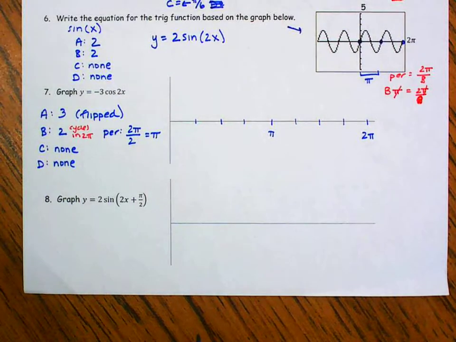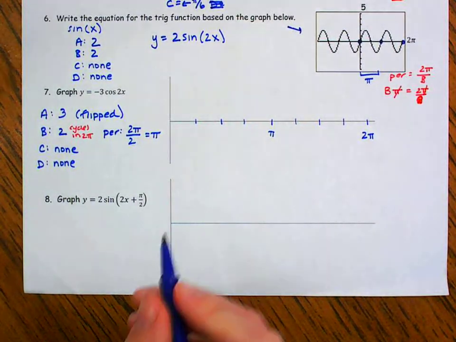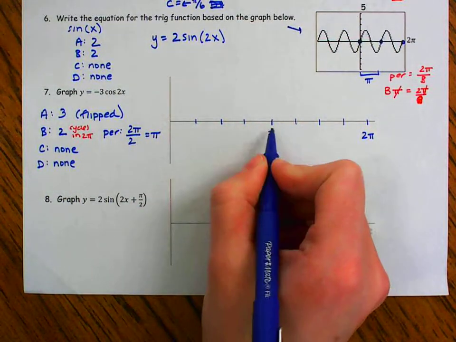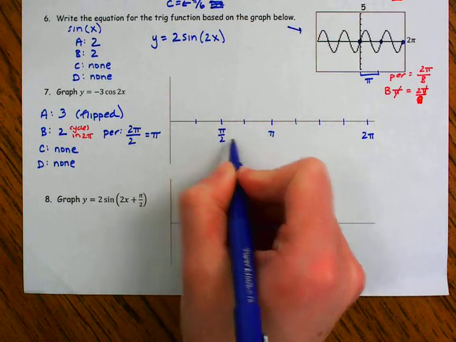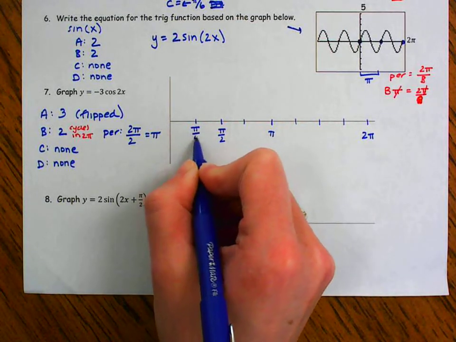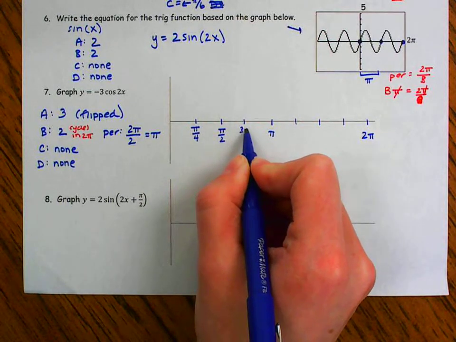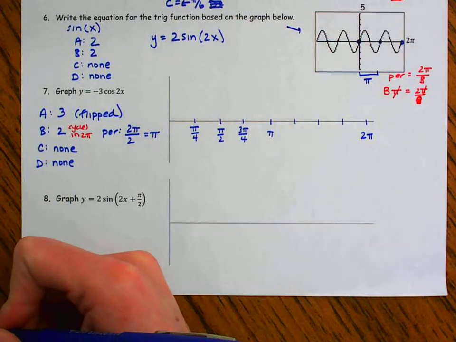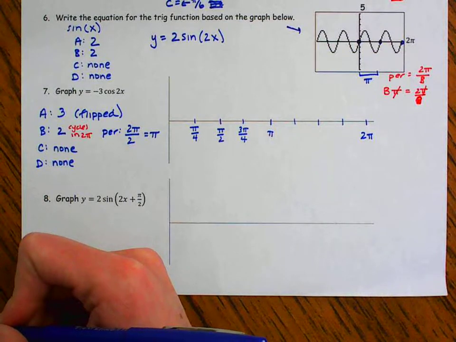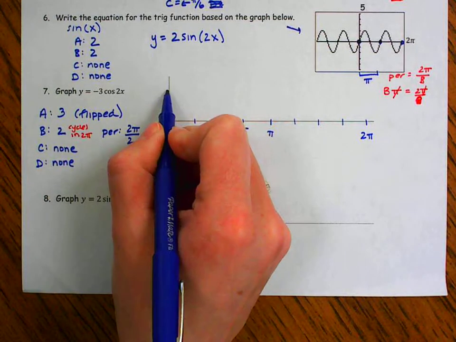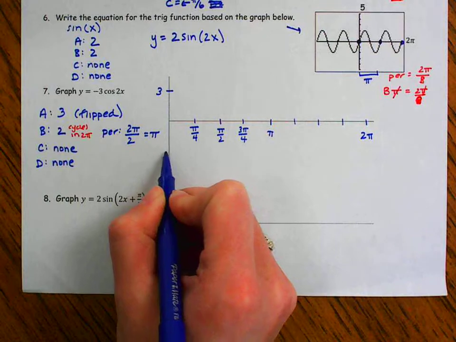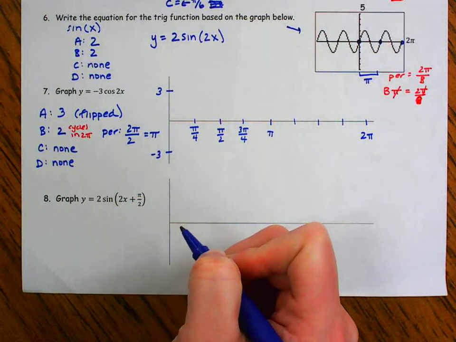When we did this way back in Unit 2, we said we're always going to label at least our first set of key points. So half of pi is pi over 2. Half of pi over 2 is a quarter, or pi over 4. So 1 pi over 4, 2 pi over 4, 3 pi over 4. Okay. There was no vertical shift. My amplitude is 3, so I'm going to go up to 3 and down to negative 3.